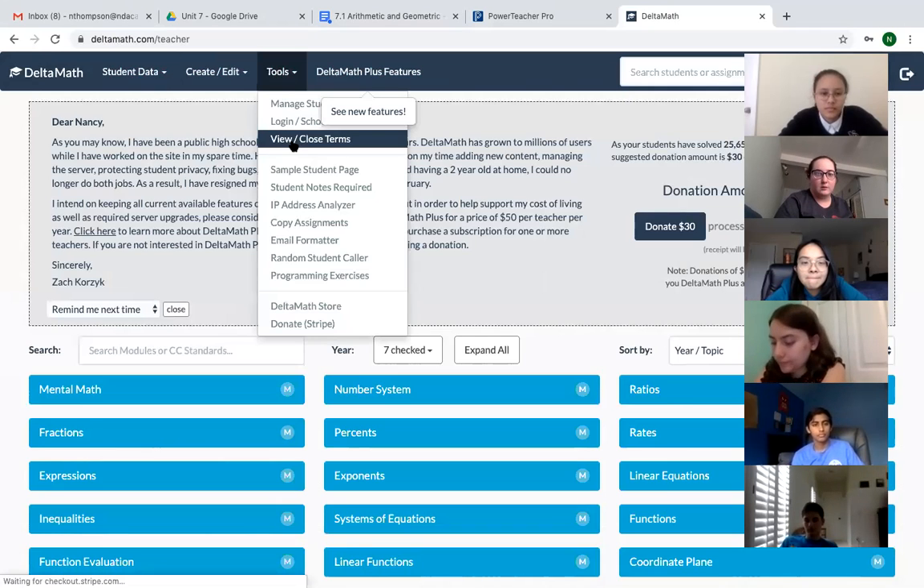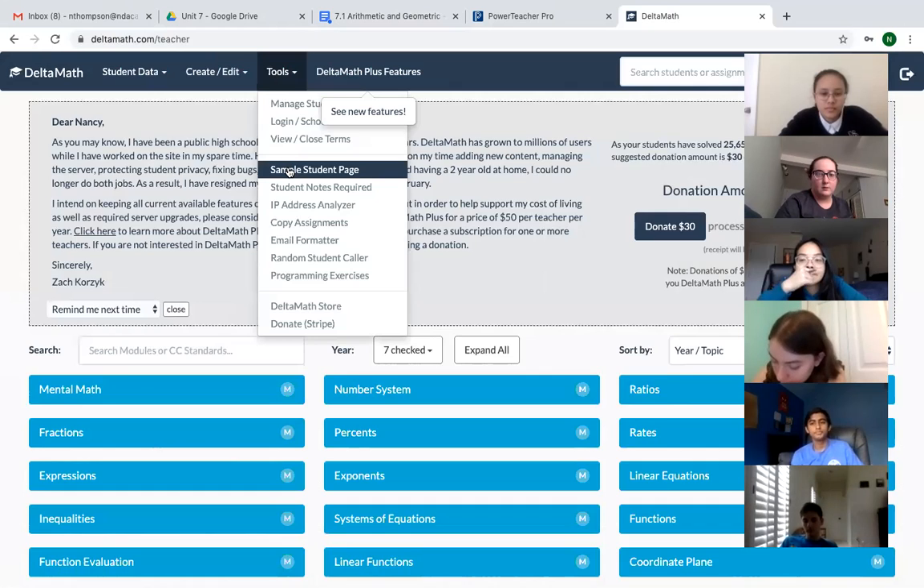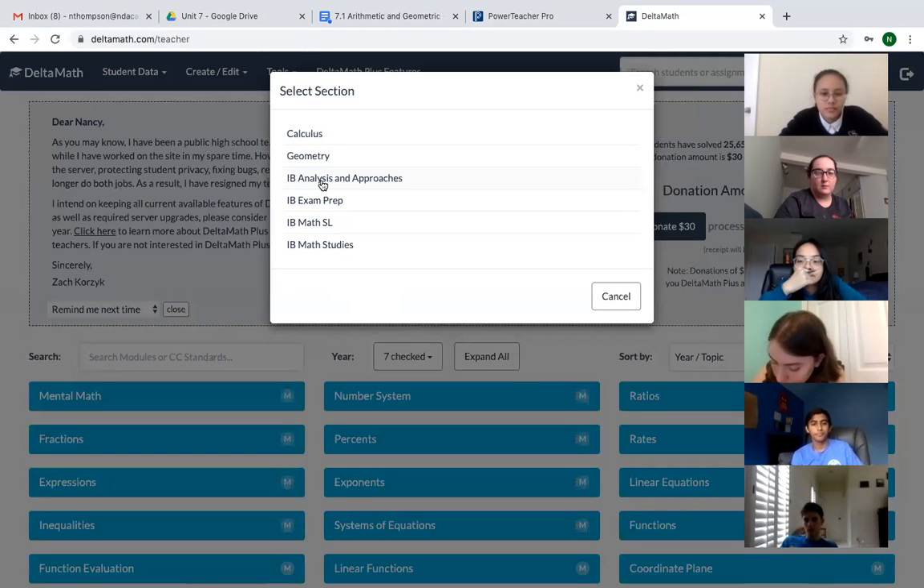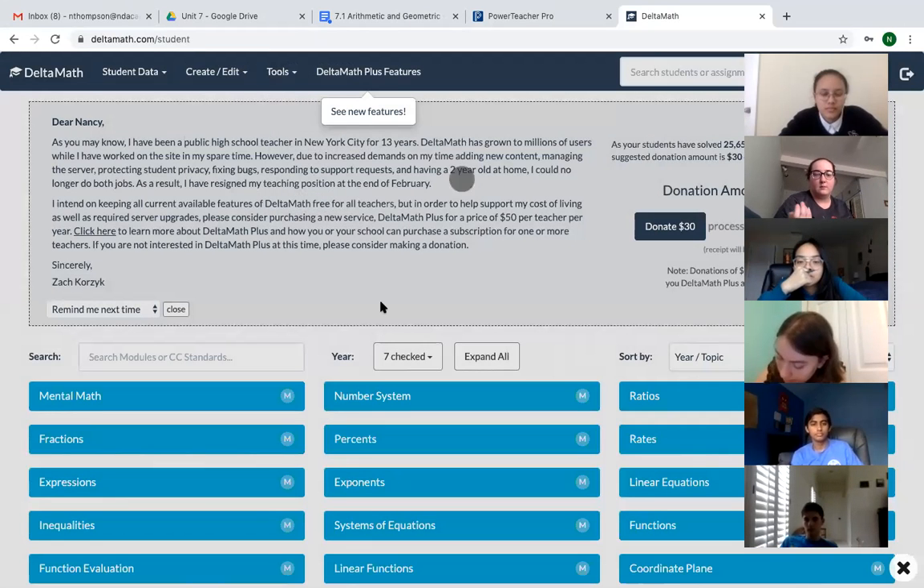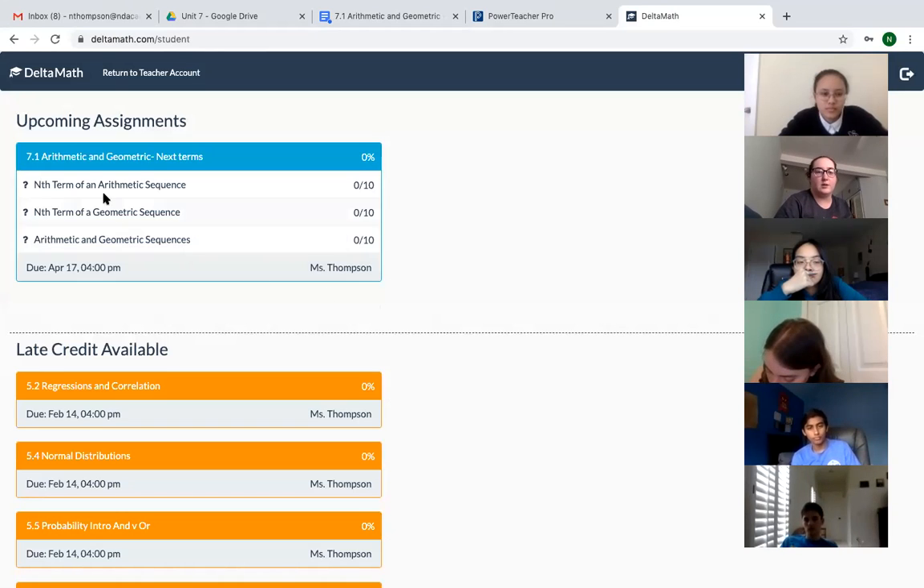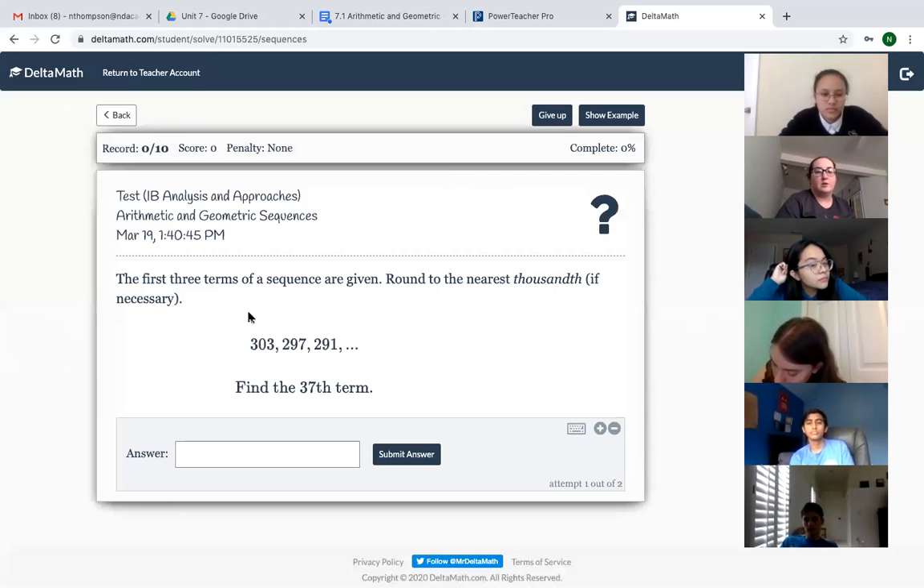Is there Delta Math on the phone? So this one is just arithmetic, so that'll be the first part of your notes. This one is geometric, which is just the second part of your notes. And then this one is both. So you need to figure out what type this is.